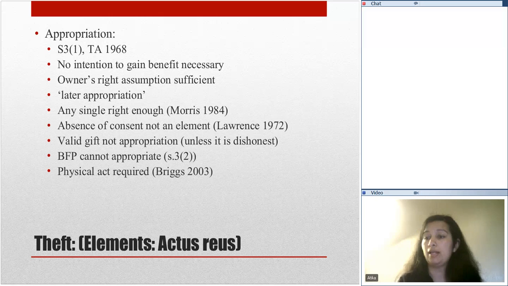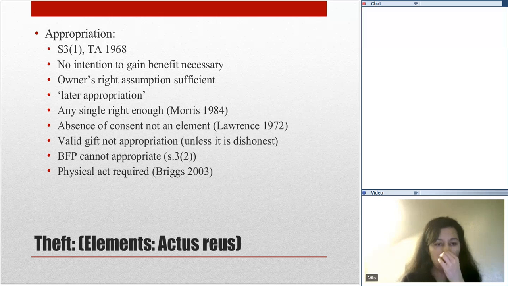Lawrence said, yeah, absence of consent is not an element of the crime. You can't just say that she had consent, hence I didn't misappropriate. It's wrong. And similarly, a gift that has been taken by the donee from the donor, when the donor is not in the right state of mind to give that gift away, is considered dishonest, and it will be appropriation. It won't be a valid gift.